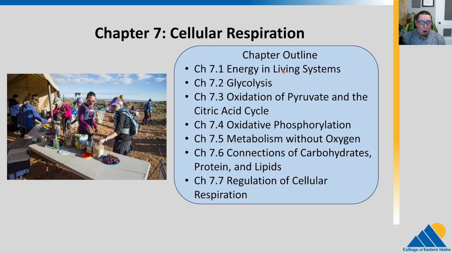But there are other ways of living. If you take microbiology, there are all different types of ways of producing energy. But we are going to look first at the energy in living systems. Then we will dive into the details of the different steps of the process of breaking down glucose. That includes glycolysis, then this thing called oxidation, pyruvate, and the citric acid cycle. Then we finally finish up with oxidative phosphorylation and how that produces large amounts of ATP.